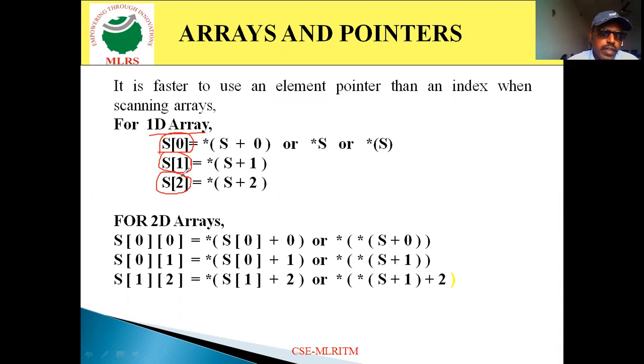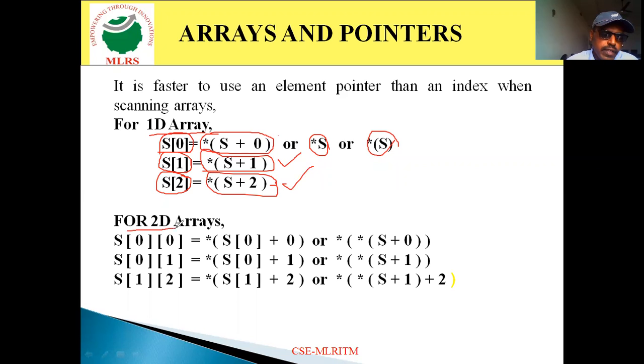Instead of accessing a value through index, you can also access a value through a pointer. Now here I am using a pointer *s plus 0, or simply *s like this. This is used to access the first element in the one-dimensional array. Then to access the second element, *(s plus 1), which is used to access the second element. For the third element, *(s plus 2), which is used to access the third element.